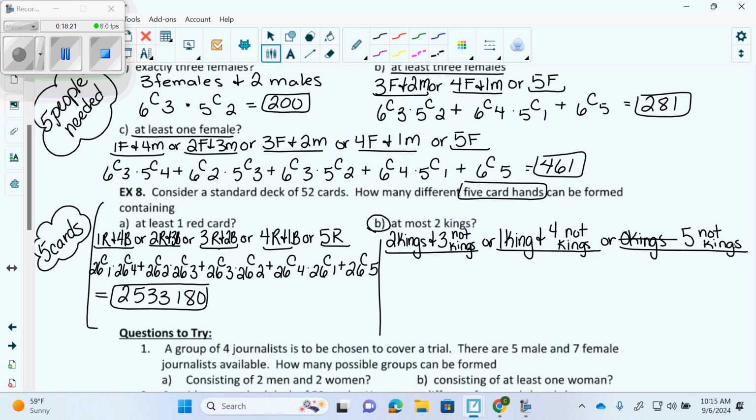Because sometimes I'll put the wrong number. I did it last one. I put a 4 randomly, and then I had 7. It made no sense. Okay, so I have 4 kings, I choose 2. And 48 not kings, choose 3. Plus 4 kings, choose 1, times 48 not kings, choose 4. Plus 48 not kings, choose 5. And you get a really large 2,594,500.